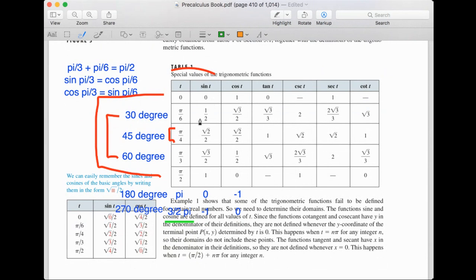Sine pi over 6 is a half, or sine 30 degrees is a half. Very, very important value to remember. Okay, sine pi over 6 is a half.